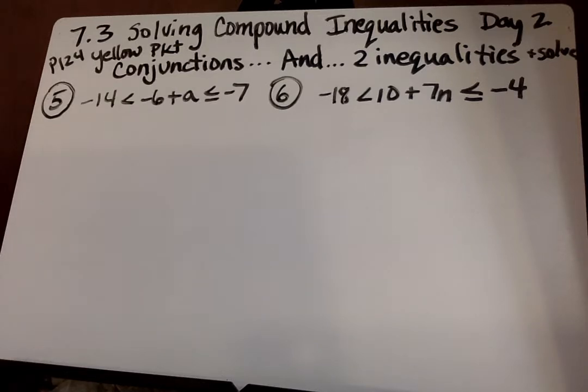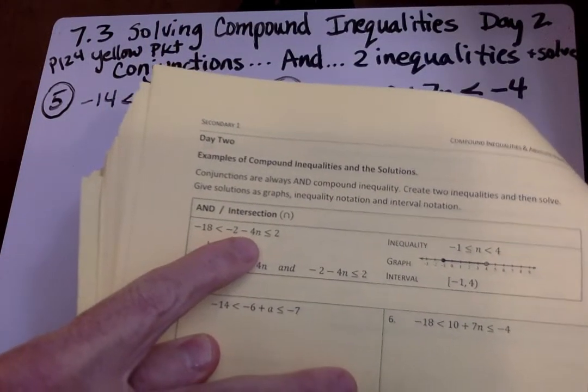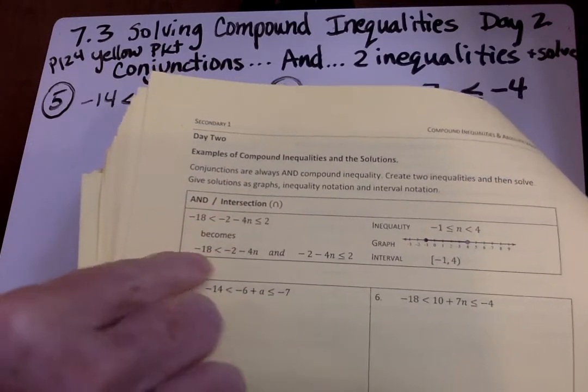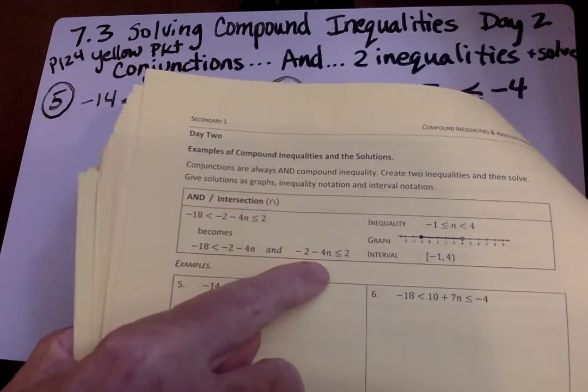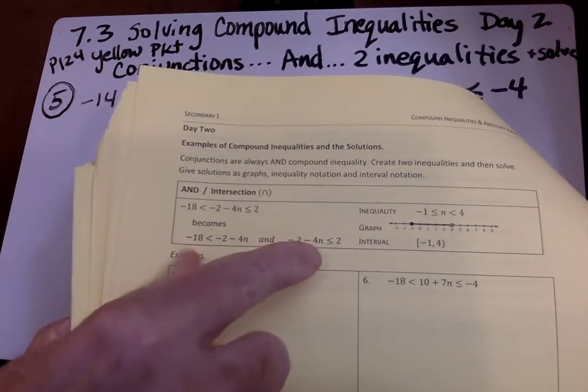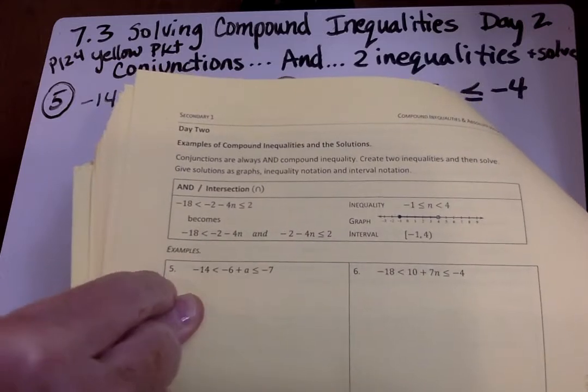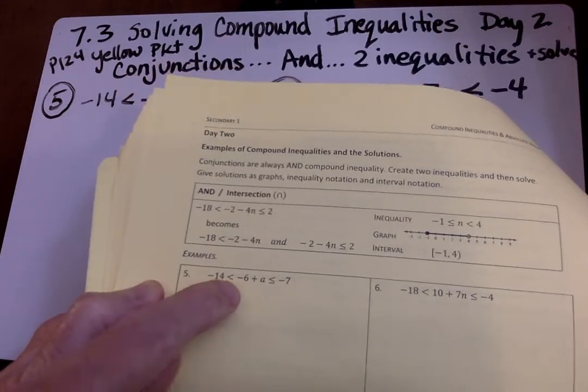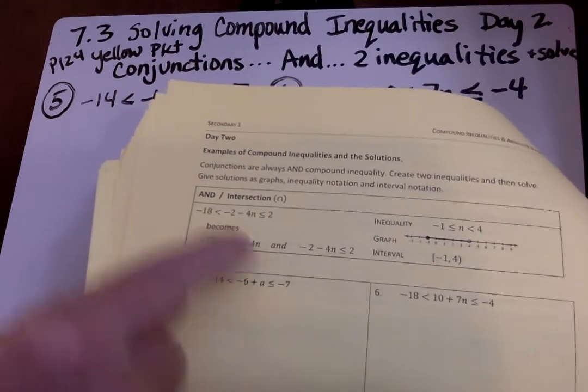Okay. So they have one example there, and it says negative 18 is less than negative 2 minus 4n is less than or equal to 2, right here. And what you do is you break it up into two different equations. The middle part goes with this one, and the middle part also goes with this one. So we have this, and then you solve for each one of them, and then it becomes this interval here. Now, I will go ahead and do this one to show step by step how to do each of this here.